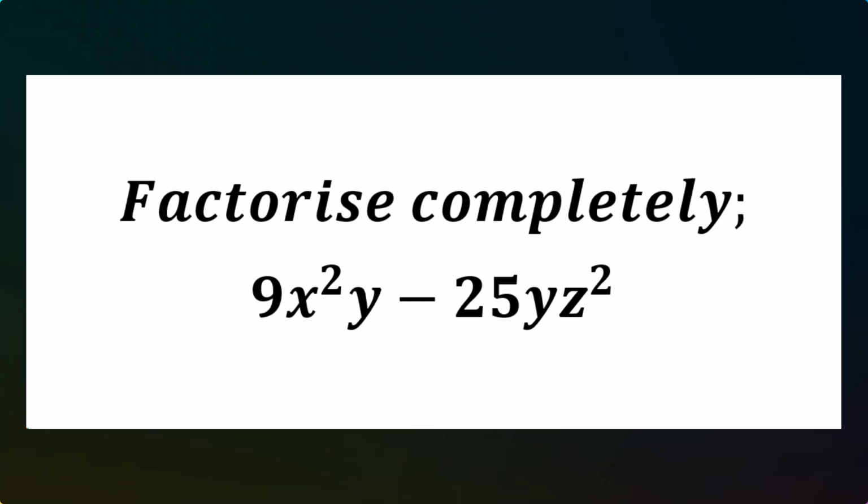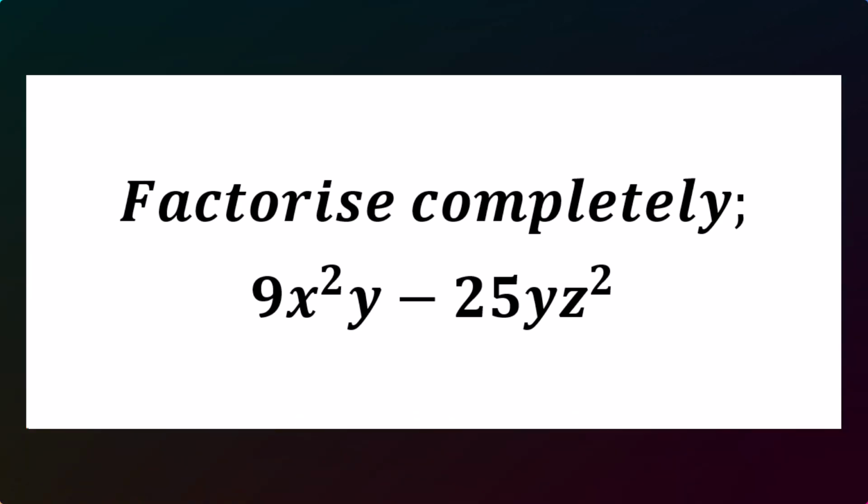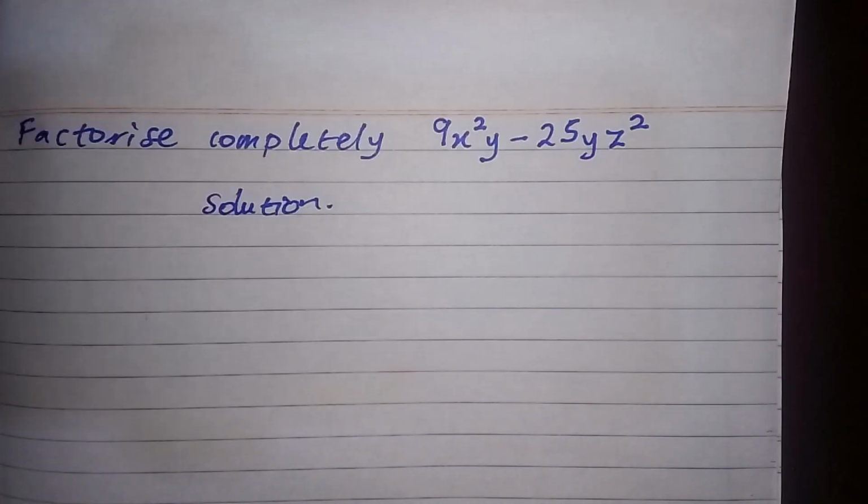Factorize completely. 9x squared y minus 25yz squared. I'm going to factorize this expression here. Let's get on it. Now before we factorize this expression, there are certain identities I want us to look at first. Now what are identities? Identities hold true for every value of the variables in a mathematical equation.